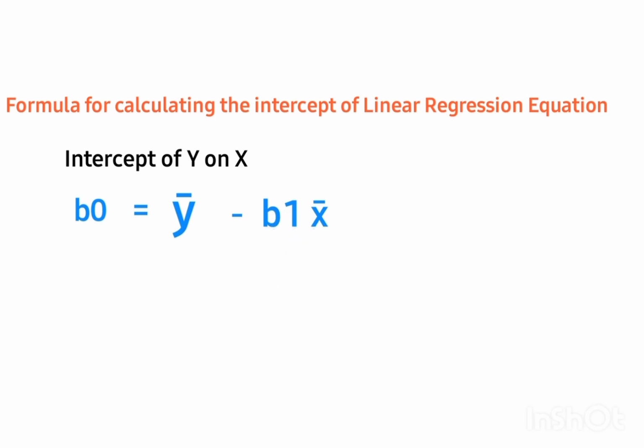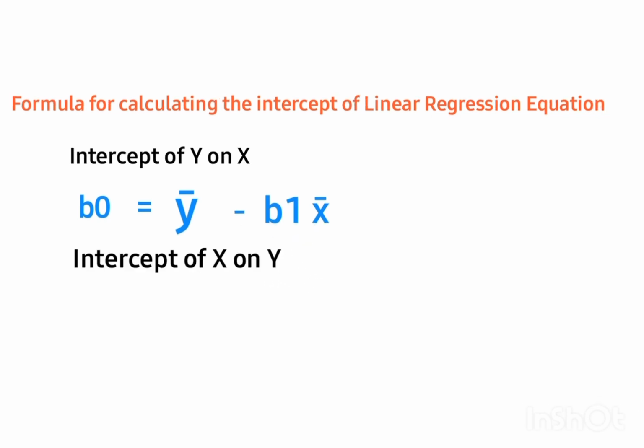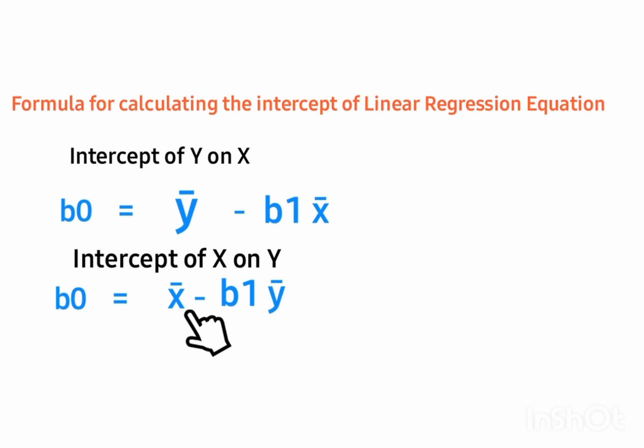Let's also consider the intercept of x on y. And here we go now. So the intercept of x on y is mean x minus b1 times mean y. And of course, we know that b1 stands for the slope or regression coefficient.